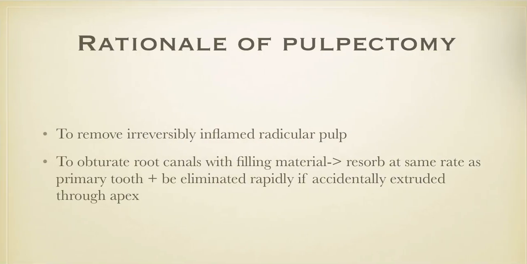So, what are the reasons why we do pulpectomy? To remove irreversibly inflamed radicular pulp, and to obturate the root canals with filling material. They resorb at the same rate as a primary tooth, and can be eliminated rapidly if accidentally extruded through the apex. So this is quite a good advantage.